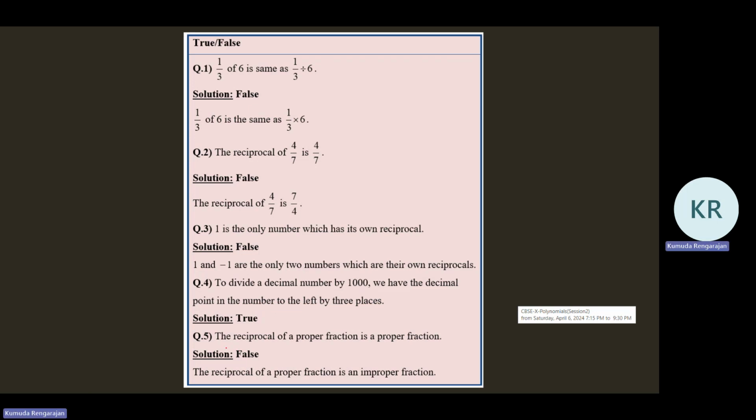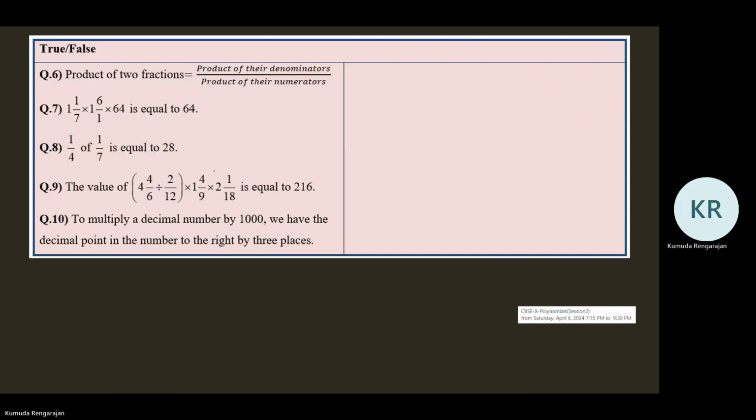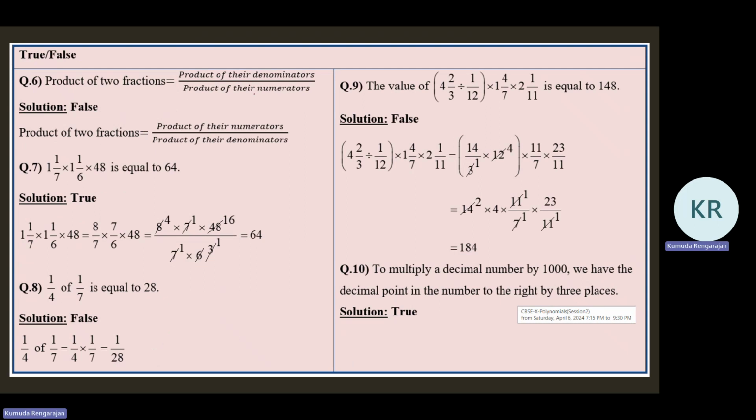The reciprocal of a proper fraction is a proper fraction. What's a proper fraction? For example, 2/5. What's the reciprocal? 5/2. It's improper. The reciprocal of a proper fraction is an improper fraction, so it's false. All right. Then this is false because it is the product of the numerators by the product of the denominators. It was given denominators by numerators. That's wrong. Numerators by denominators.